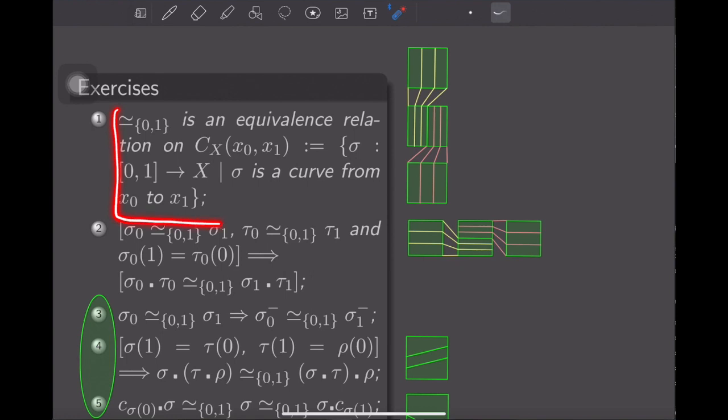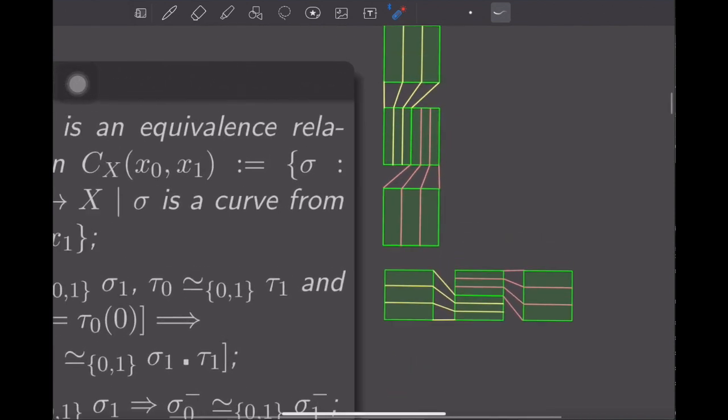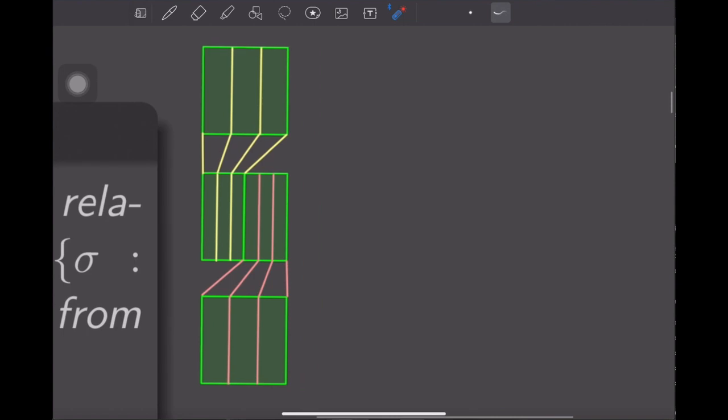So first, homotopy relative to endpoints is an equivalence relation on the set of all curves that go from one point to another. Right. So here I'm fixing my topological space X and my two points x0 and x1, and I'm considering the set of all curves that go from one to the other. And homotopy relative to endpoints is an equivalence relation there. And somehow the mnemotechnics would be like this one.